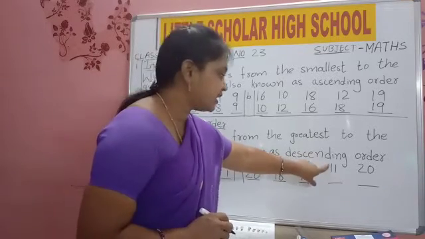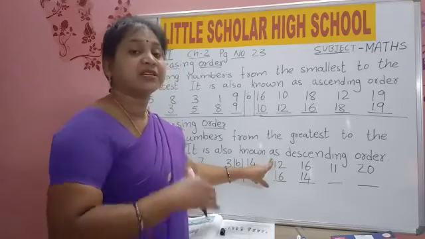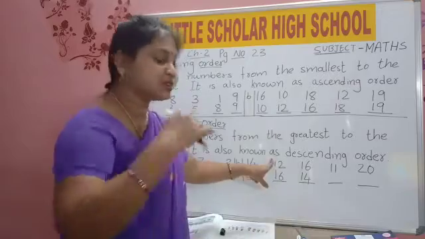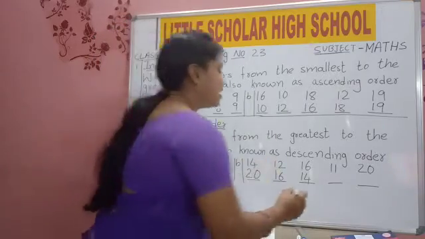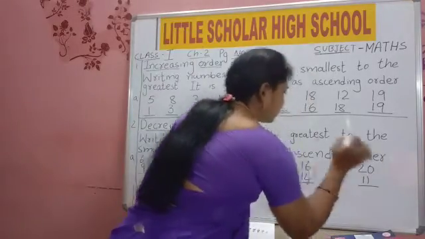Yes, after writing 11 only we write 12. So 12 is the big number. The number that comes after is the big number. The number that comes before is the small number. So 12 is the big number. Now last we are left with 11. Write 11. Is it clear?